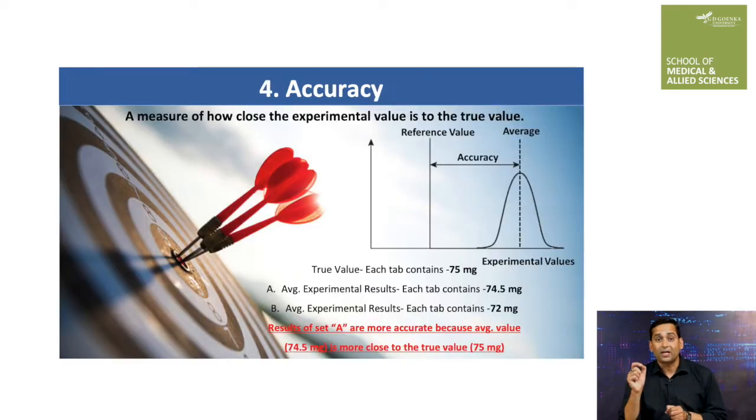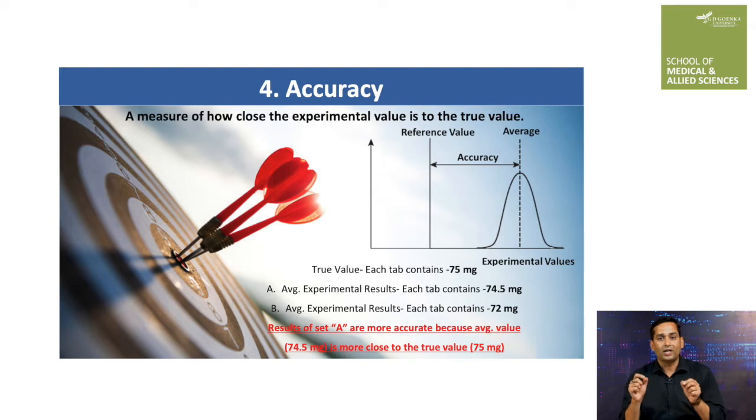Accuracy is the next parameter of analytical method validation. Accuracy is a measure of how close the experimental value is to the true value. We can understand this by taking an example of API content of a tablet. Suppose we have a set of tablets where each tablet contains 75 mg of API. This is the true value or reference value.